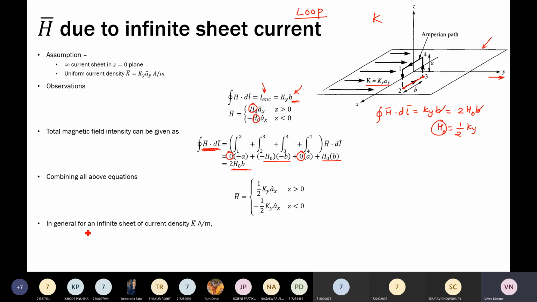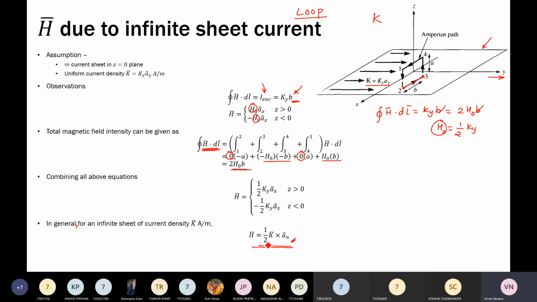Okay. In general, for an infinite sheet of current density K bar, if we want to write it in general, we can write down H bar is equal to 1/2 K bar cross an cap. An cap is nothing but a perpendicular unit vector. Okay, perpendicular unit vector. So in general you can write this.